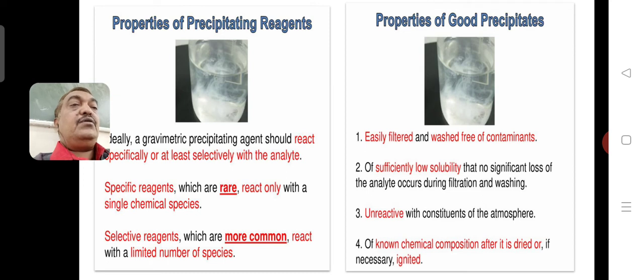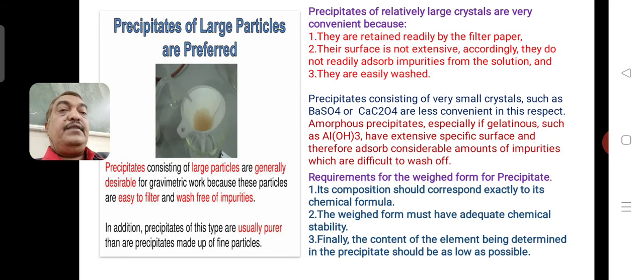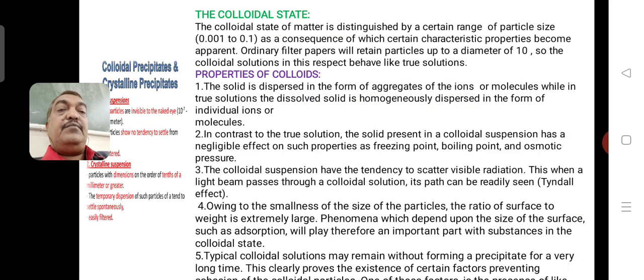Therefore, a good precipitate should have a definitely well calculated formula, and at the same time it should have a definite composition, and there should not be any side effect occurring in the reaction system. Okay, and this is already completed.